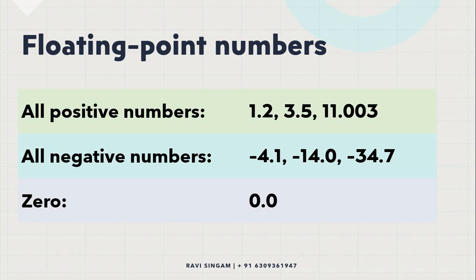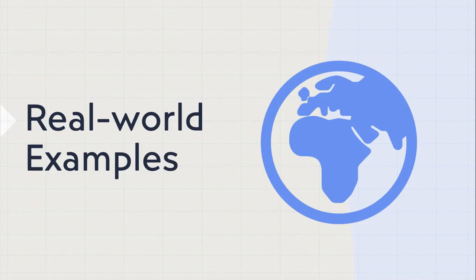All positive numbers with a decimal point are floating point numbers. All negative numbers with a decimal point are floating point numbers. 0 with a decimal point is a floating point number. Let's look at some real world examples.